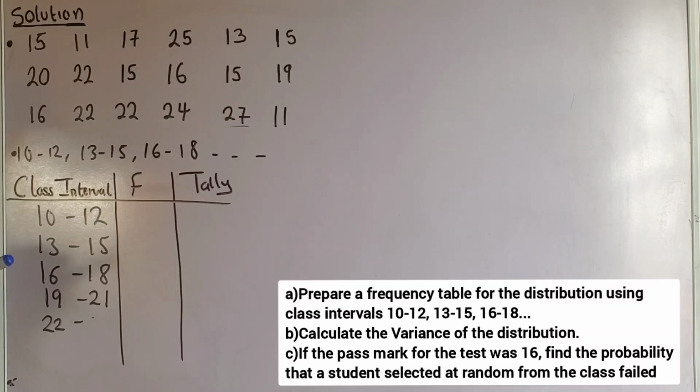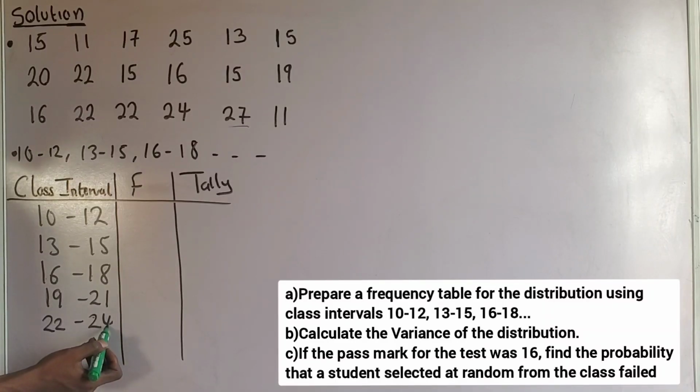Hello, I hope you are getting what I'm doing. If you didn't get it, I'm going to explain. Just pay attention. 22 to 24. The next one, now the last class interval here is what? 22 to 24. So we're going to start from 25. 25 plus 2 will be 27. So 25 to 27 will be the next.